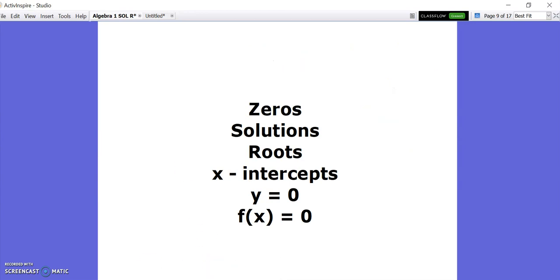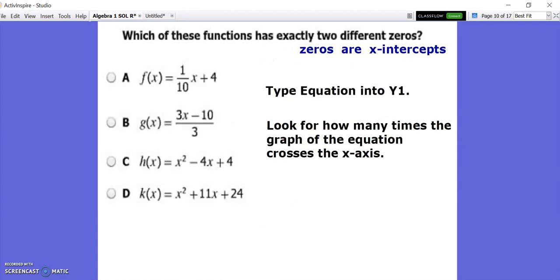So let's look at one example of a problem. This problem says, which of these has exactly two different zeros? So actually this problem doesn't ask you to find zeros. It asks you to find an equation that has two zeros. If we look at these equations, we have four choices here, and we can eliminate some right off the bat. And here's how you can do that.